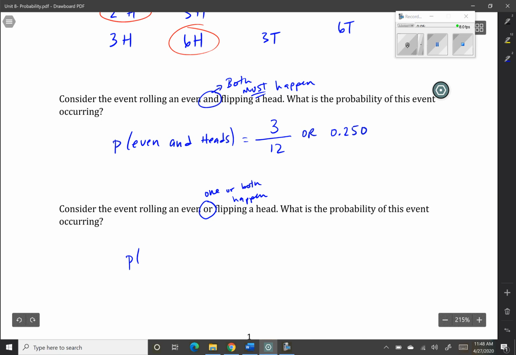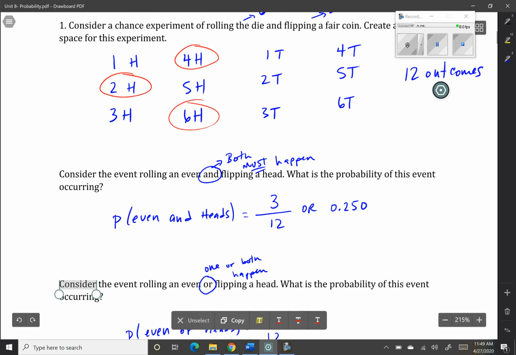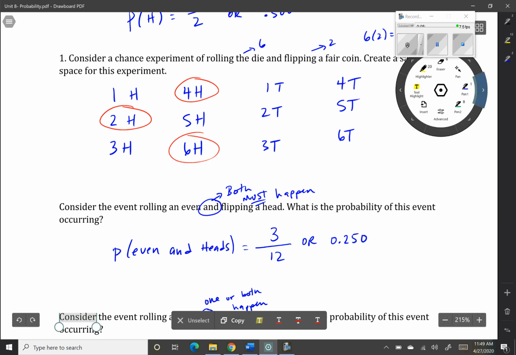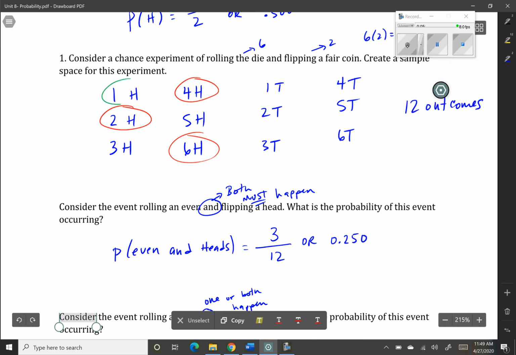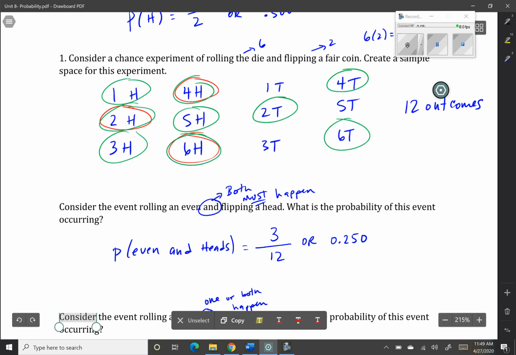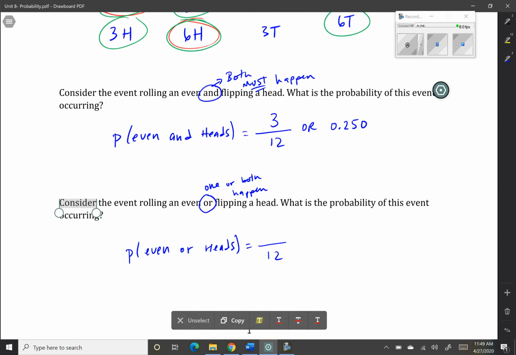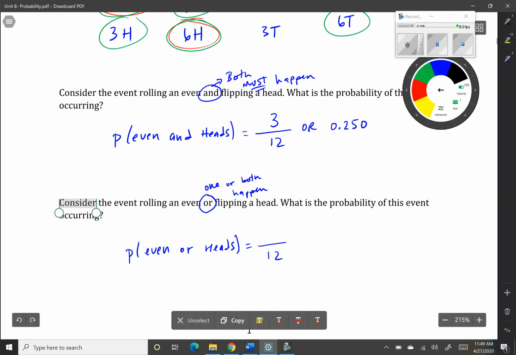So the probability of rolling an even or flipping heads is still going to have 12 possible outcomes. But now I need to circle anything that has an even number or is landing on heads. So I'll do that in green. Heads, heads, heads, heads, heads, heads. So there's 6 that land on heads. And then there are 3 options that are just even numbers with tails. So all 9 of those outcomes satisfy the condition of being even or landing on heads. So there are 9 possible outcomes that satisfy this.